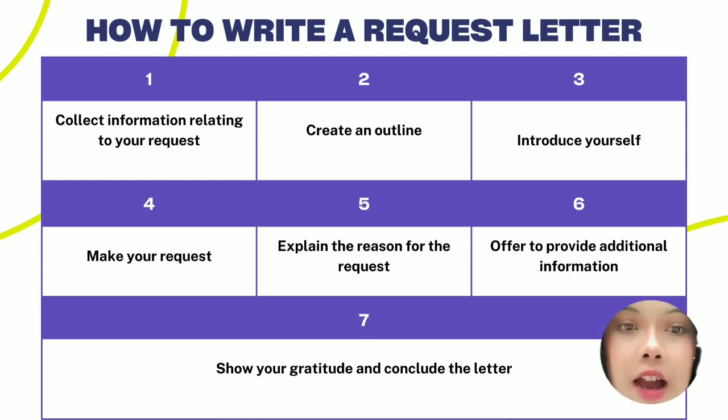And then the second one is create an outline. Prepare an outline that explains what each paragraph in your request letter would contain. An outline is a well-structured document that highlights the key points you want to communicate to a reader. Having an outline helps you organize your thoughts as you write. For example, an outline can help you group related details of your request instead of having them in different paragraphs.